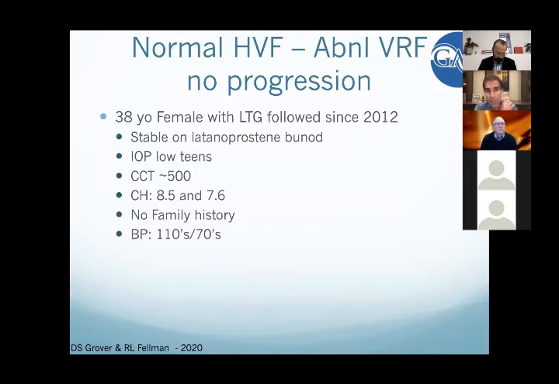Here's another patient that had a normal visual field, an abnormal visual, but I would not call her progressive. I've been following her. She's young. She has low tension glaucoma, and she's stable on latanoprost and Bunod, with pressures in the low teens, thin corneas, very low hysteresis, which again puts you at a high risk of glaucoma progression and development. No family history. Thankfully, her blood pressures have been really reasonable.